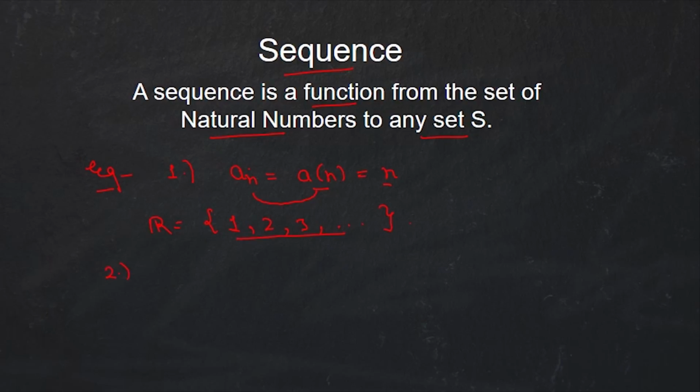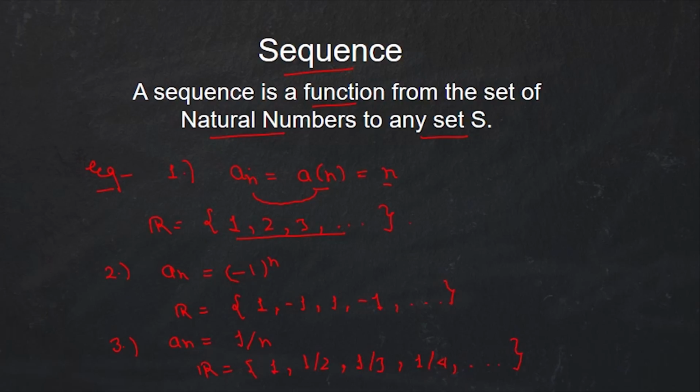The second example can be a_n equal to minus 1 to the power n, right? So what will be my range set? My range set will be minus 1, 1, minus 1, 1, and so on, right? What can be my third example? Let a_n be 1 over n. So what will be my range set? It will be 1, 1 by 2, 1 by 3, 1 by 4, and so on, right?